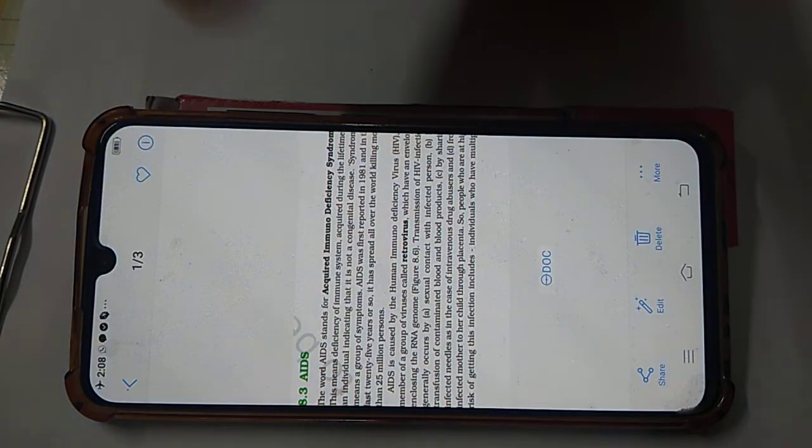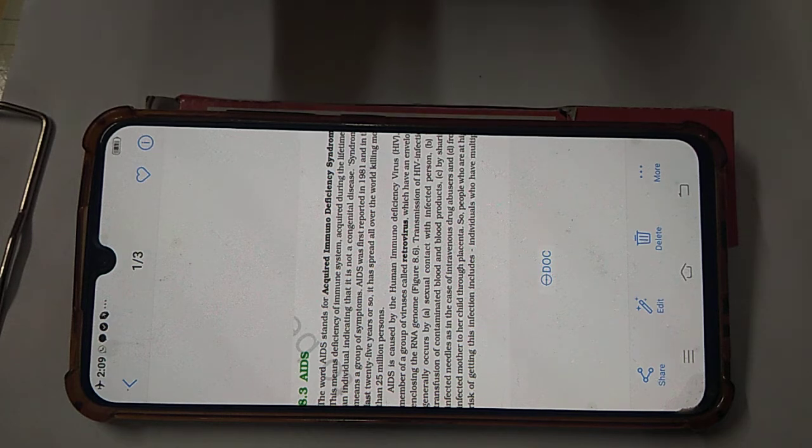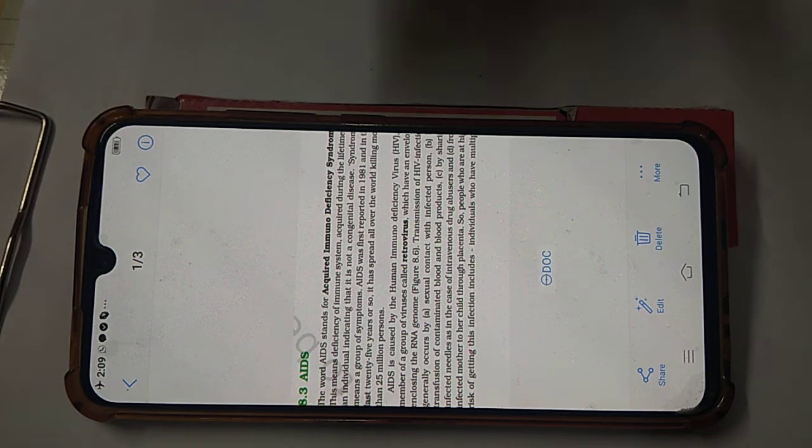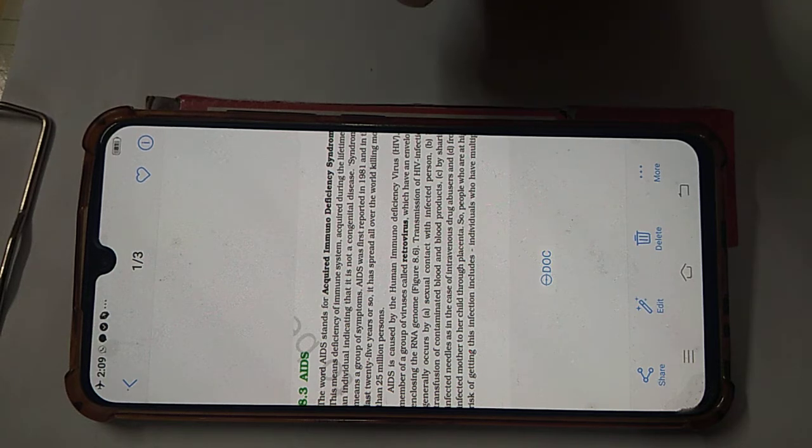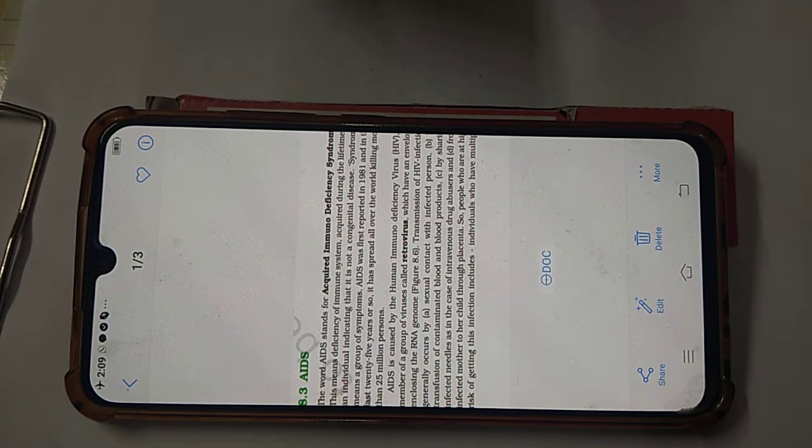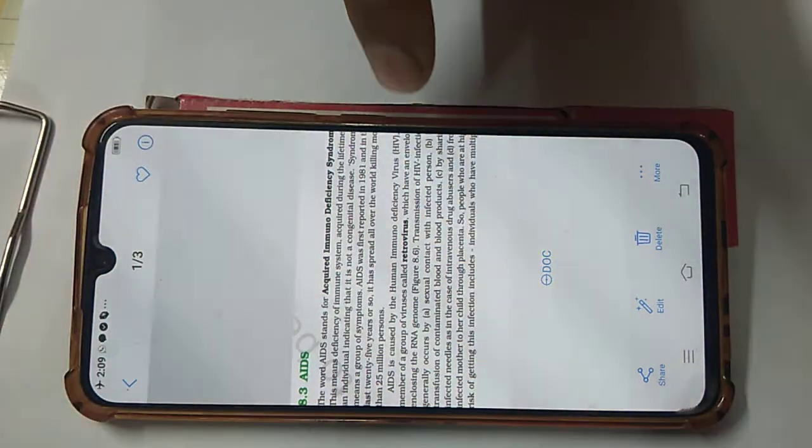How this virus spreads from one person to another, we have already discussed, or you have got it in class 9: through sharing of infected syringes during drug abuse, or during blood transfusion, or during pregnancy from mother to the fetus through placenta, or through breast milk, or through unprotected sexual contact. All these are the different ways by which this virus spreads. There has to be contact of body fluids. So through contact of body fluids, this virus spreads from one person to another.